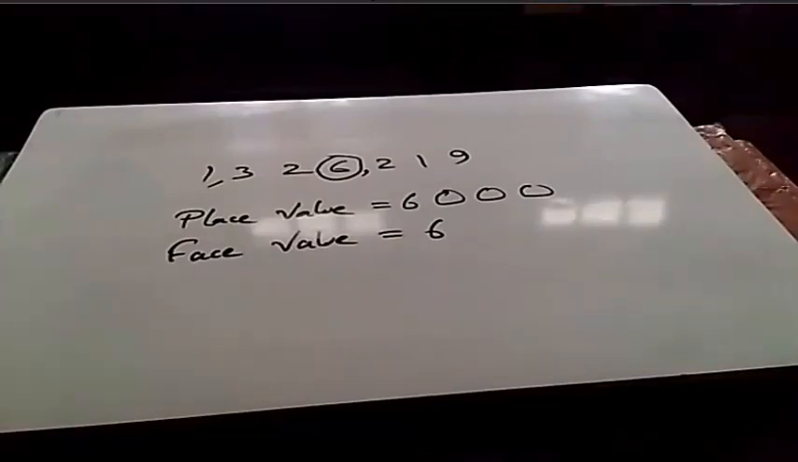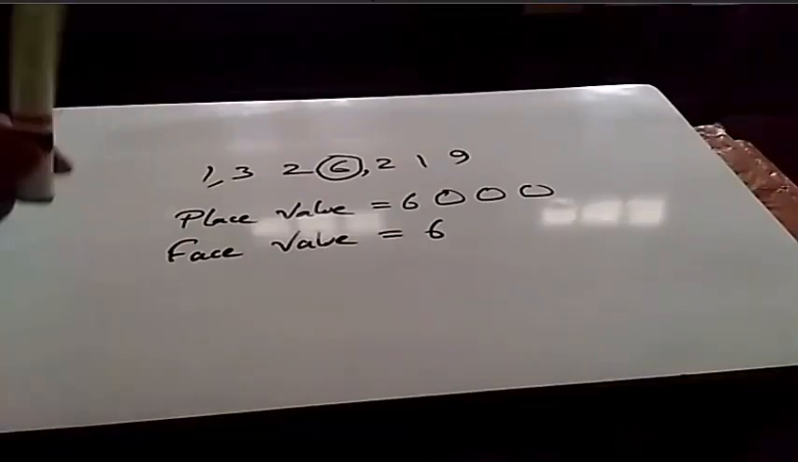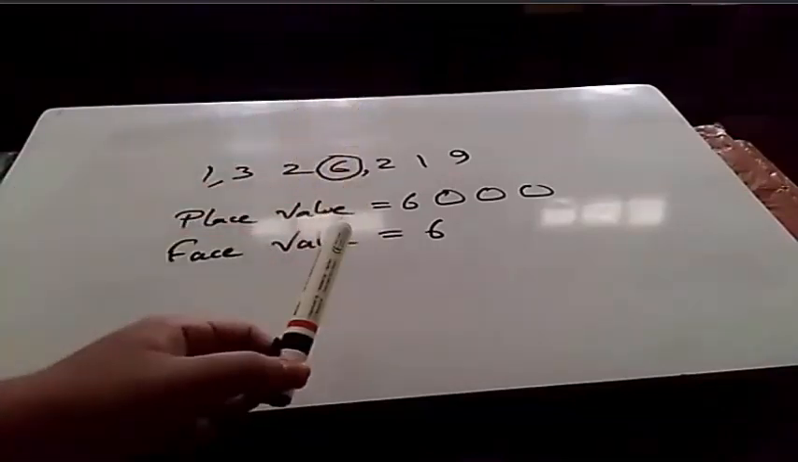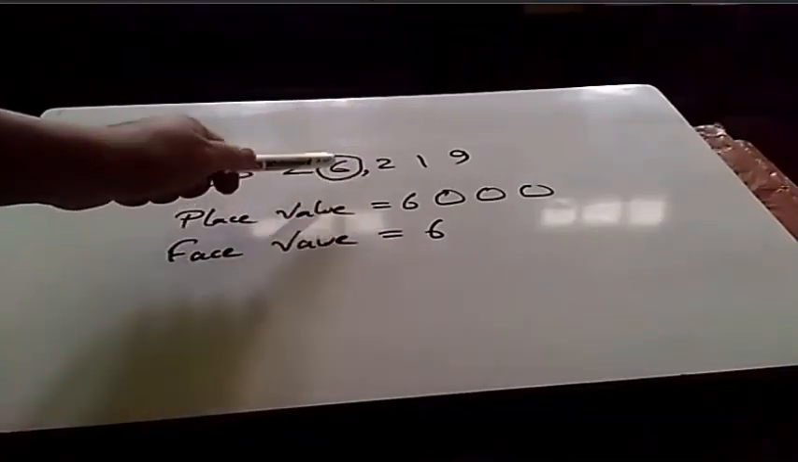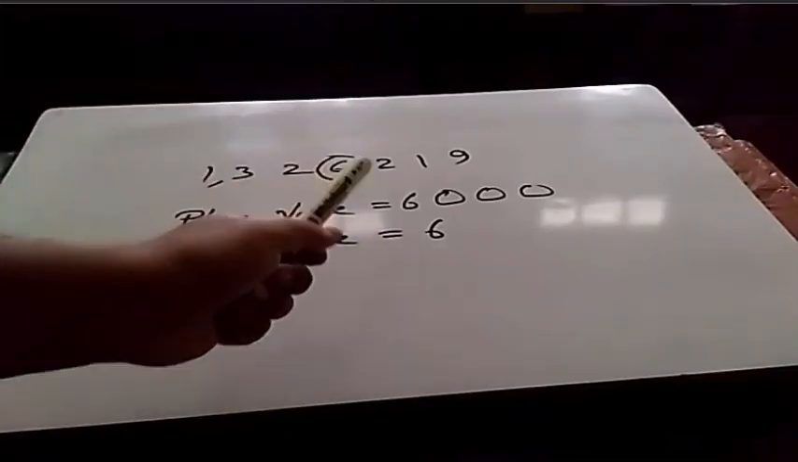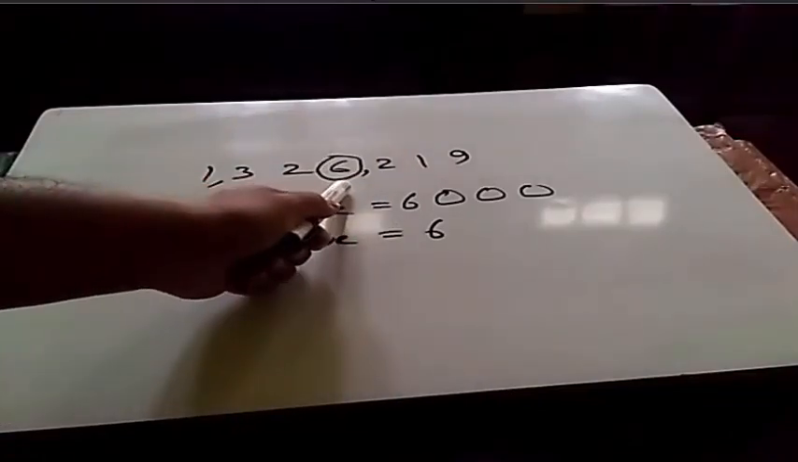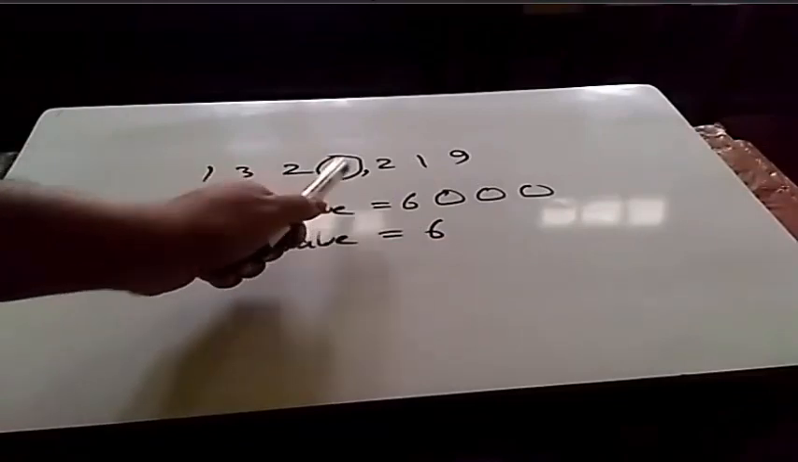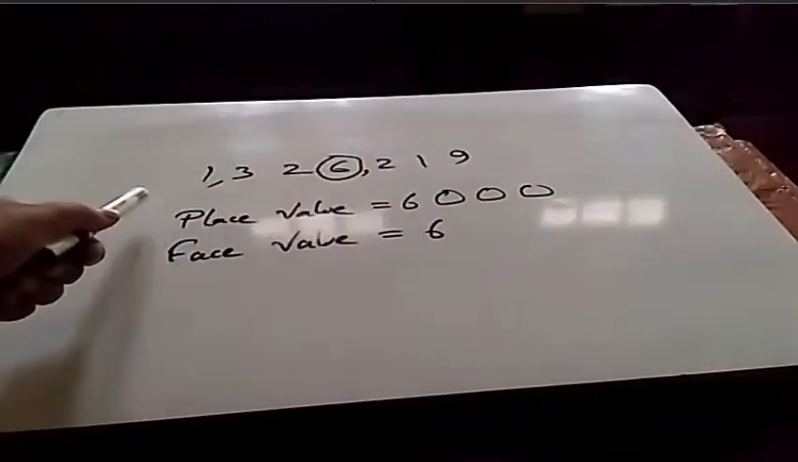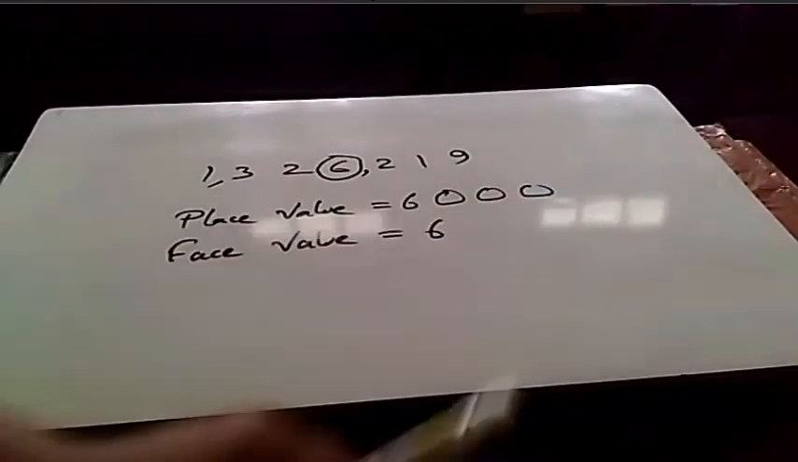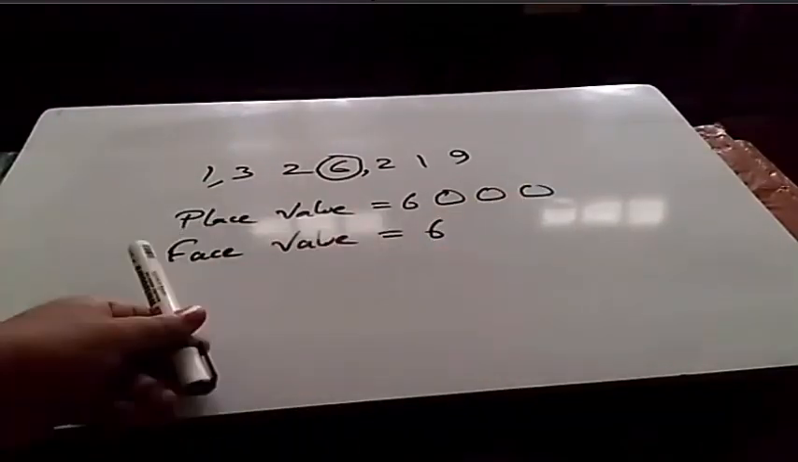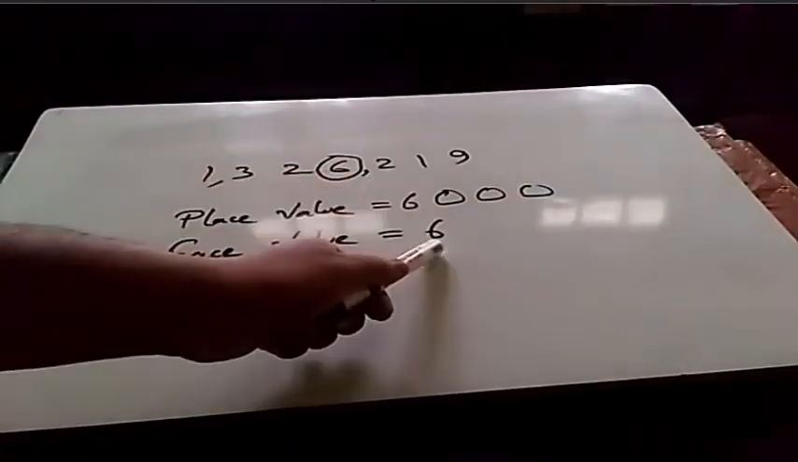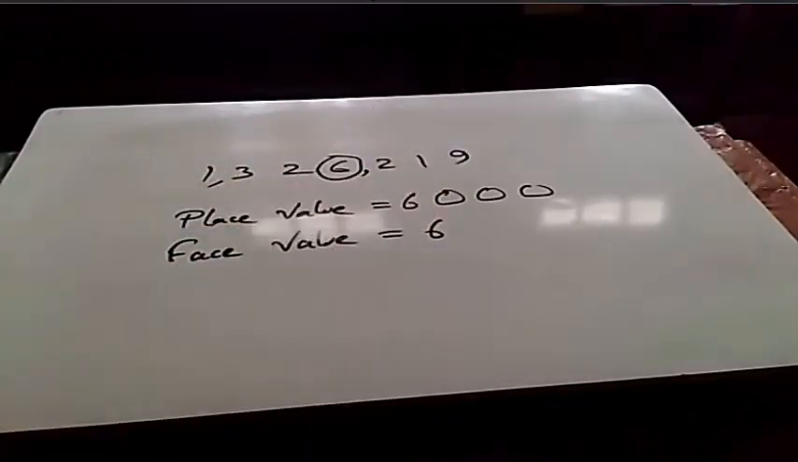So basically, the place value will be written as the number, then the position in which it is. This is in the thousands place: ones, tens, hundreds, thousands. So the place value of 6 in this number is 6000, and the face value is the digit itself.